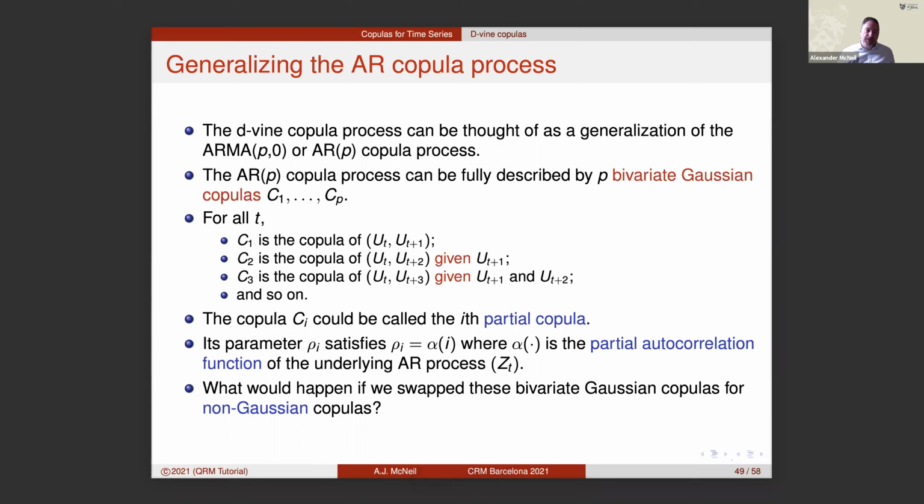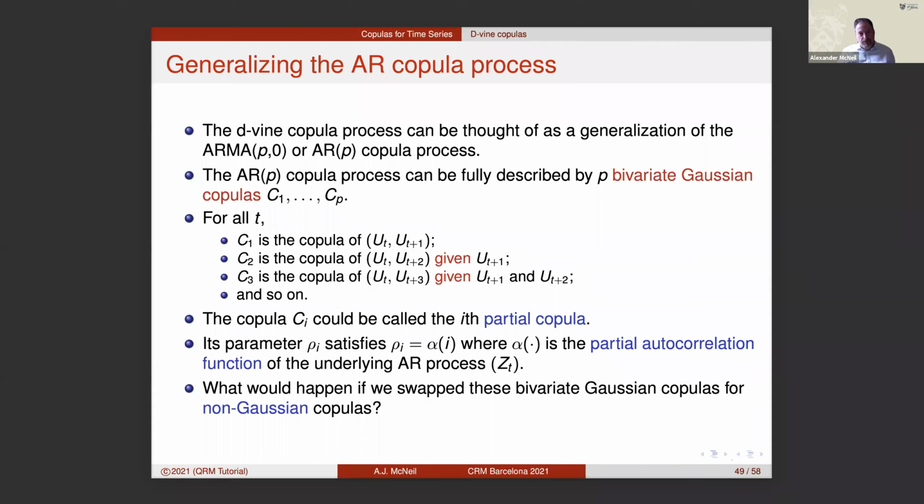So that's a representation you can have: this AR(p) copula process, where we've removed all the moving average, can be described entirely with bivariate Gaussian copulas in this way, and it relates to the partial autocorrelation function. And so the idea of the D-vine is, what happens if we take every single bivariate copula and strip it out and put in a non-Gaussian copula, like t, or Gumbel, or Clayton. So that's the idea here.